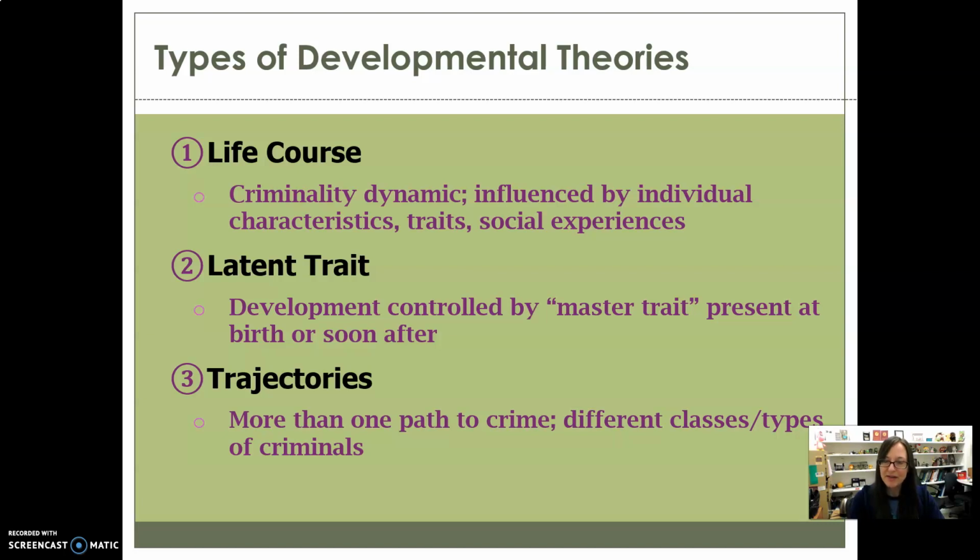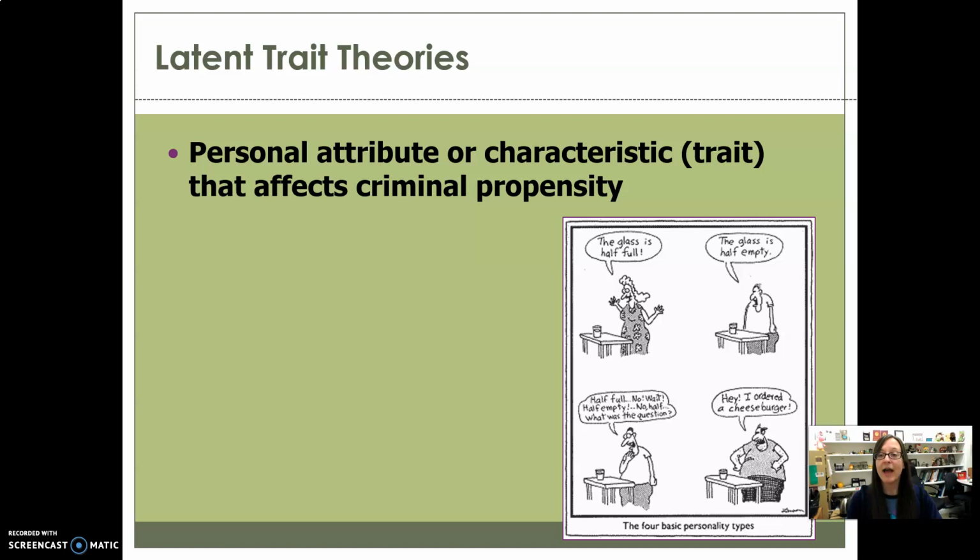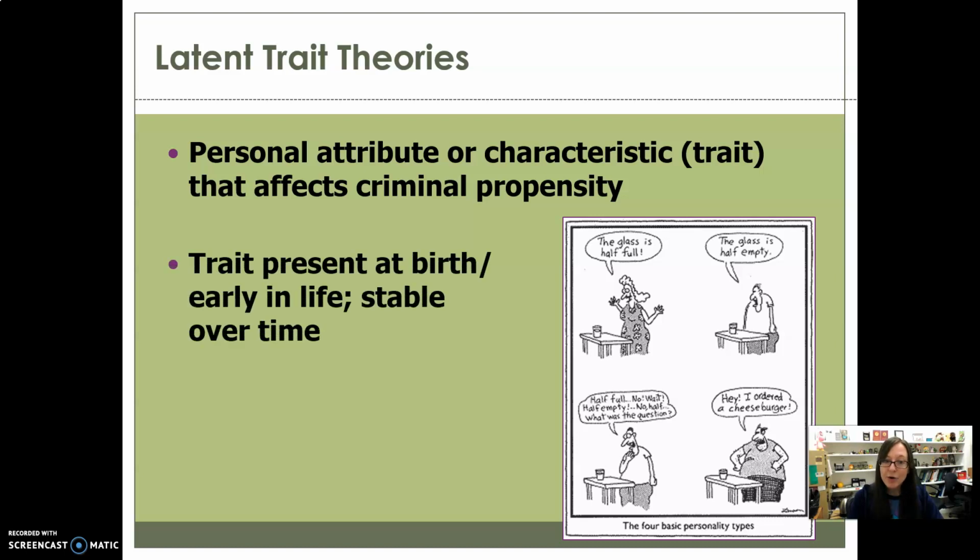So the developmental theories, again, there are three types: life course, latent trait, and trajectories. This video is going to be about latent trait theories. This is all about the fact that development is controlled by some master trait present either at birth or soon after. So latent trait theories say there's some kind of personal attribute or characteristic, i.e. a trait, that affects criminal propensity. This is present at birth or early in life, and it's stable over time.